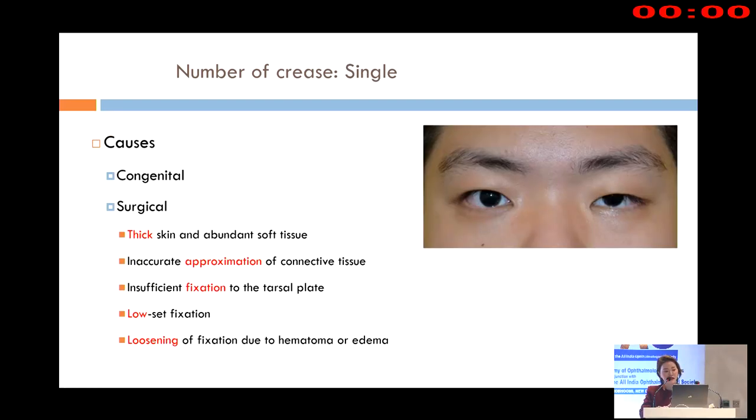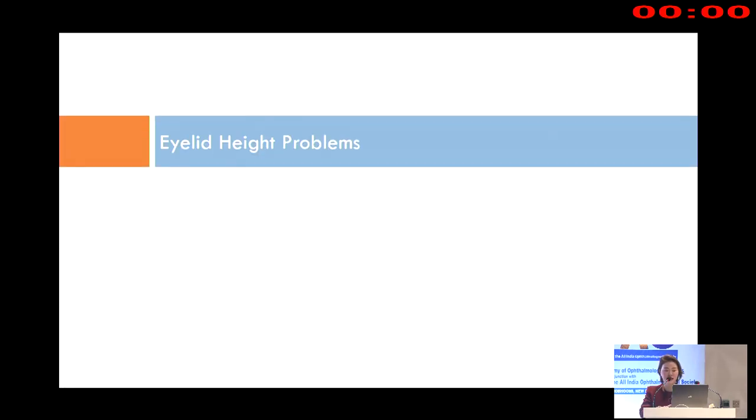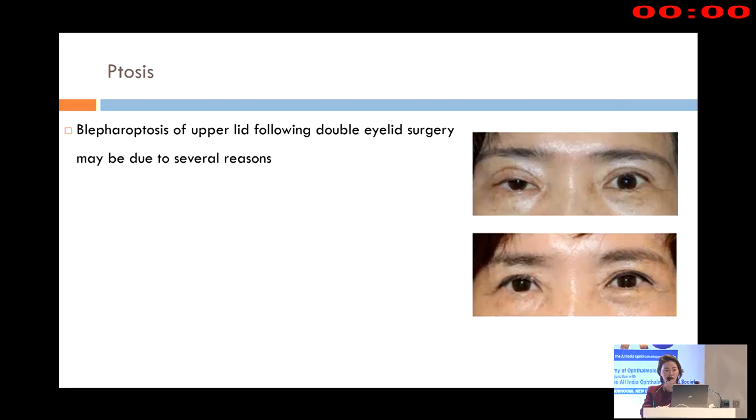So if it's single, it could be congenital. If it's surgical, it's because of thick skin and abundant soft tissue, inaccurate approximation of connective tissue, insufficient fixation to tarsal plate, low set fixation, or loosening of fixation. So the management is very similar to what we described just now. You need to create a double fold through a blepharoplasty, whether it's suture, mini incision, or full incision.